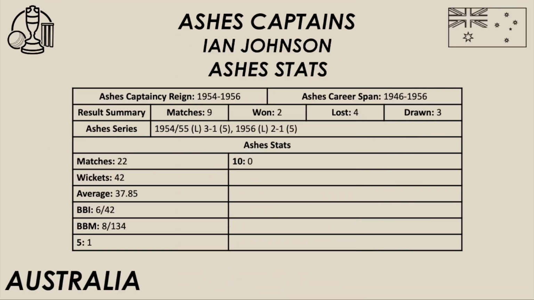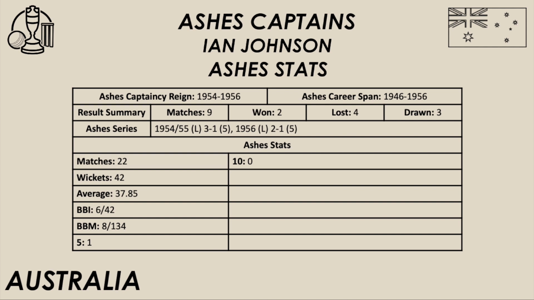Ian Johnson was a right-arm off-spinner who took 109 Test wickets for Australia in a Test career that spanned from 1946 to 1956. He had the honour of captaining Australia in 17 of his 45 Test matches. His captaincy was a rocky journey. He became Australia's 25th Test captain.